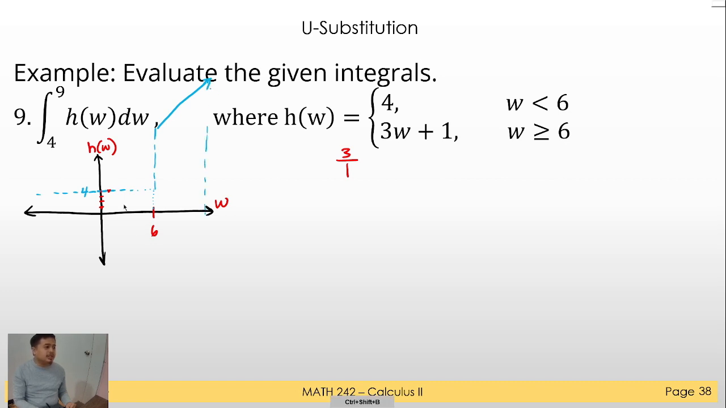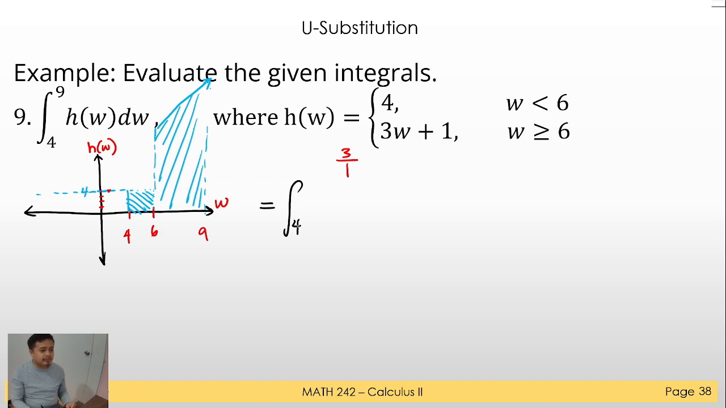And we are only interested in the definite integral from 4 to, let's say, this 9. So what we're trying to find here is this area from 4 to 6 and this area from 6 to 9. So we have a piecewise function wherein we want to find the area of this and the area of this. So basically, we want to find the integral. This is the same as saying that this integral here is equal to a piecewise integral from 4 to 6, the area of this HW.